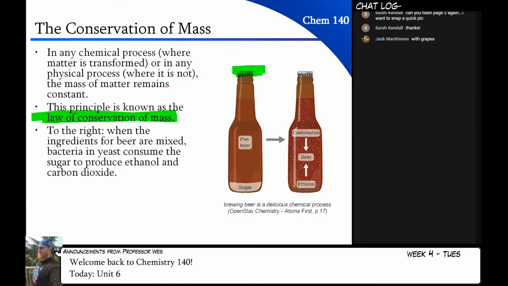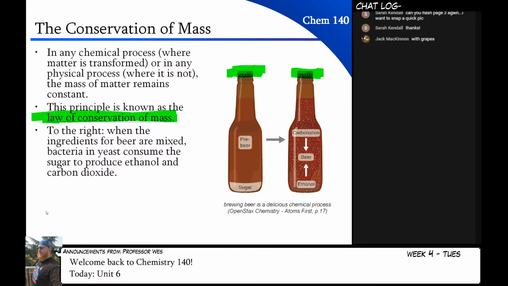If I make beer, the beer making process requires you to ferment stuff, but you don't do that in the open, because otherwise you would end up with flat beer, which nobody likes, right? So what we do is we cap the bottle. That's why I've highlighted this in green. This bottle is sealed, and so whatever is sealed in the bottle stays in the bottle.